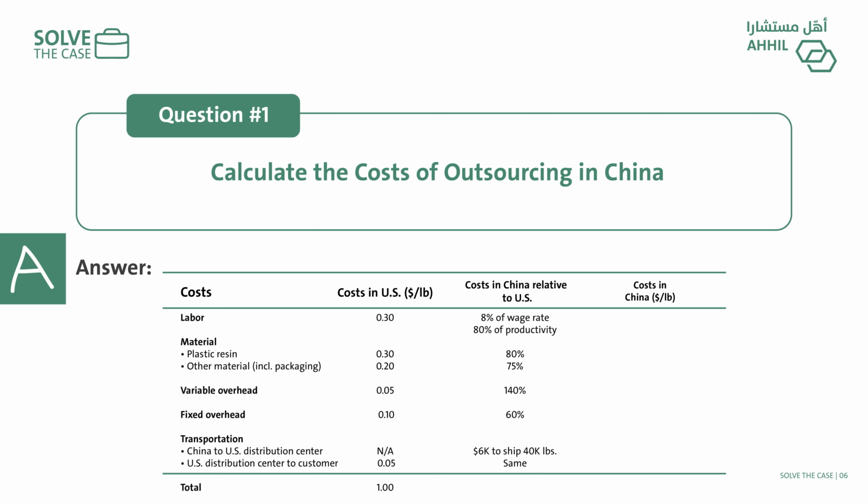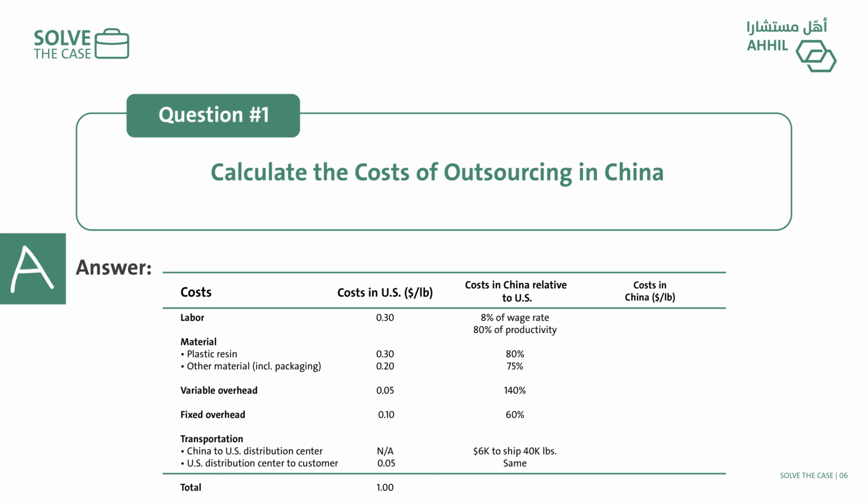Here, the point is just to test your skill to convert those easily from the US to China. So let's go one by one and see how we should calculate it. When it comes to labor, we can see that it costs us 30 cents in the US. However, in China, the wage is only 8% of the cost in the US.